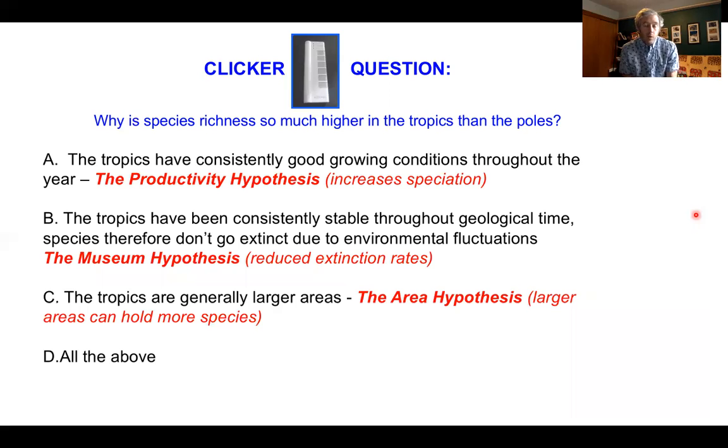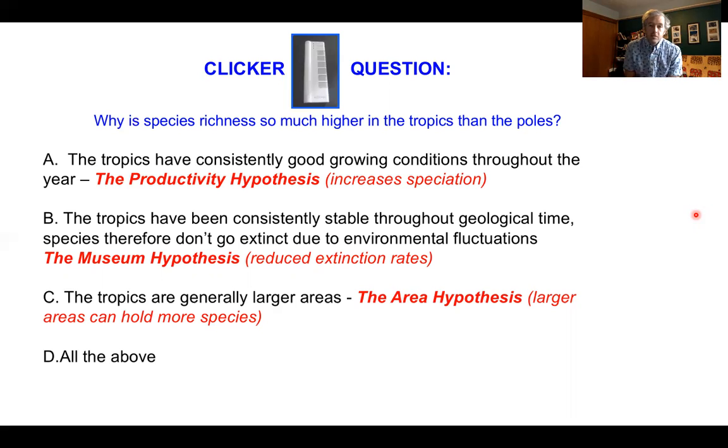What it means is that when a species arrives in the tropics, because the conditions in those tropics have remained relatively stable, this species never faces incredibly bad ecosystem conditions that cause it to go extinct. We have lower extinction rates, therefore higher diversity. The tropics are generally larger areas. This is known as the area hypothesis, and it works on the principle that larger areas can hold more species.